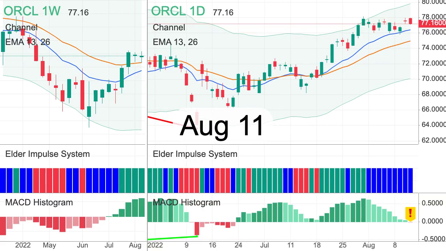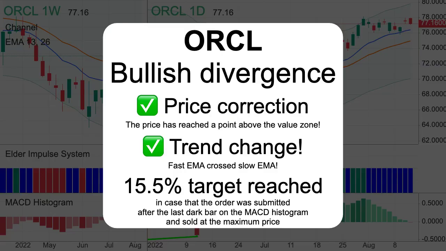MACD histogram crossed the zero line. 15.5% target reached.